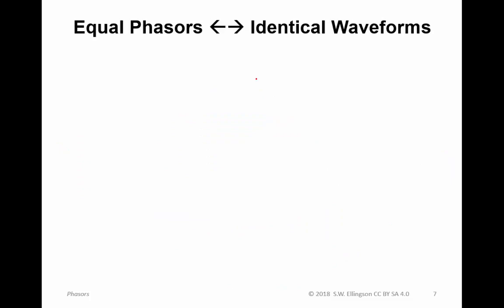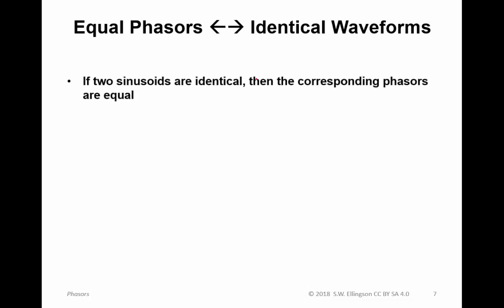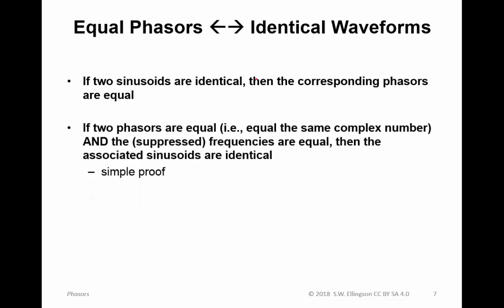Here's an important idea. Equal phasors correspond to identical waveforms. In other words, phasors correspond to waveforms and vice versa. If two sinusoids are equal, then of course the corresponding phasors are equal. I think that's self-evident. If two phasors are equal, in other words, equal to the same complex number, and the suppressed frequencies are identical, in other words, we're continuing to agree on the frequency that we've suppressed in this operation, then the associated sinusoids are identical.